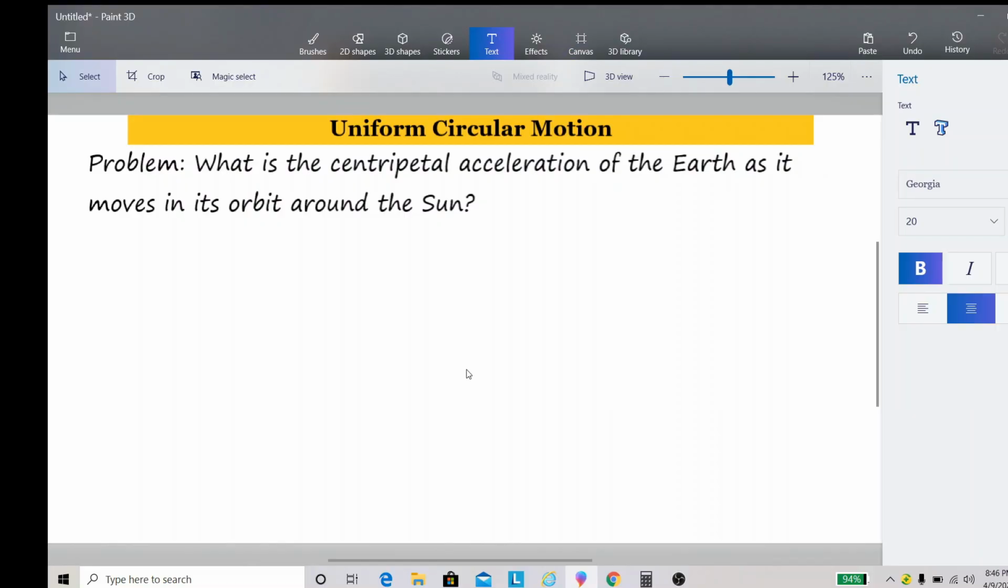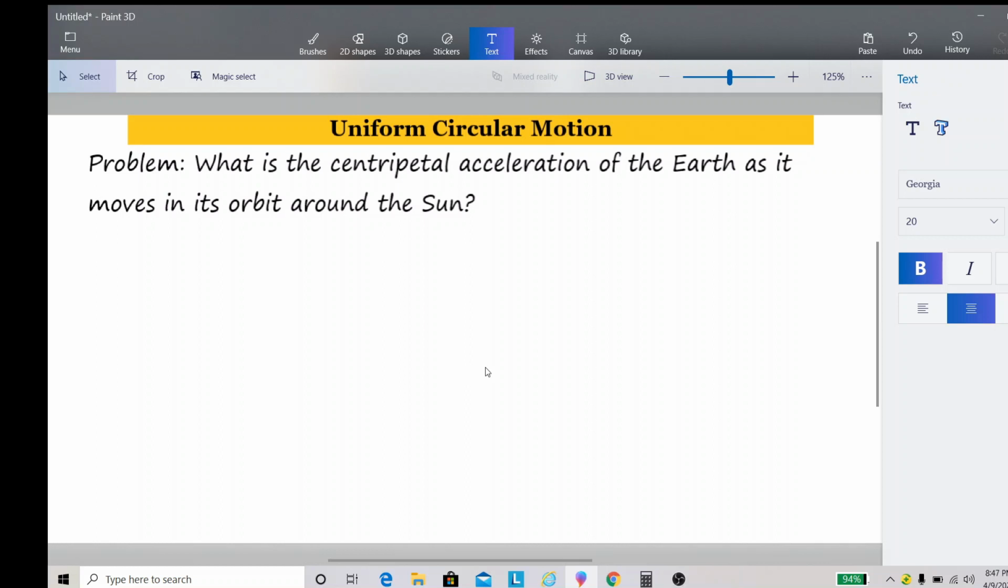Okay, let us now solve problems involving uniform circular motion. Here's our example problem. What is the centripetal acceleration of the Earth as it moves in its orbit around the Sun?